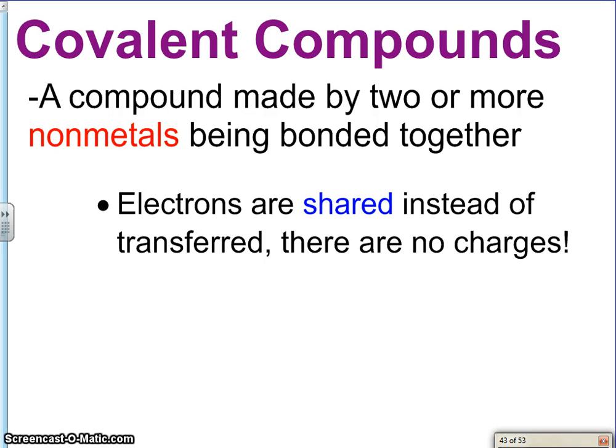Alright, and last but not least are covalent compounds, the easiest ones that we looked at today actually. These are made up of two or more nonmetals bonded together. They're bonded by the electrons being shared instead of being transferred. And the other ones, the cross and swap works because we're transferring electrons and there are charges due to that transfer of electrons. However, here we do not have charges because they're sharing instead of transferring. So that makes things a little bit more complicated, but also makes our lives a little bit easier.